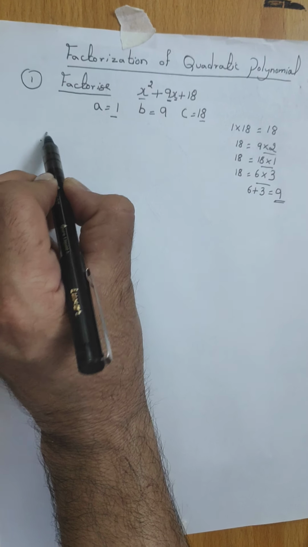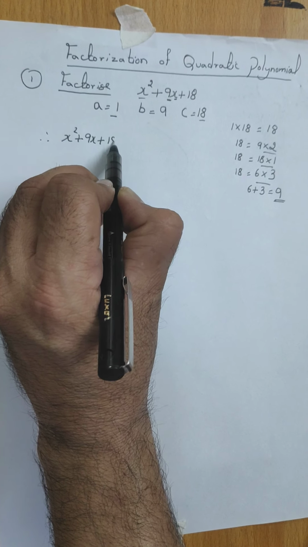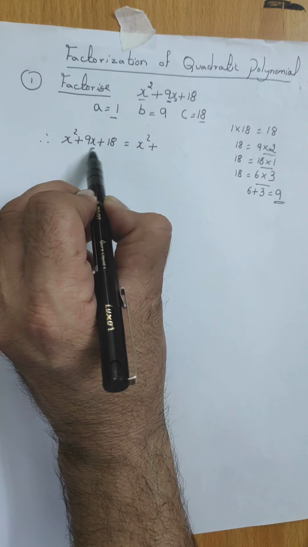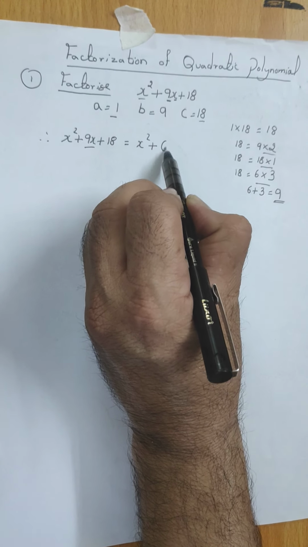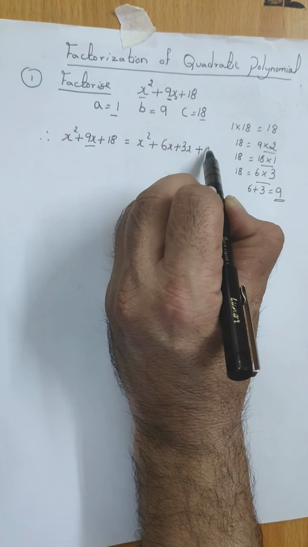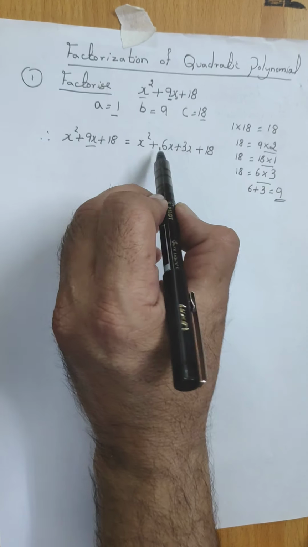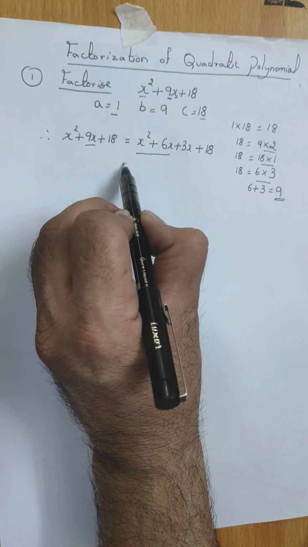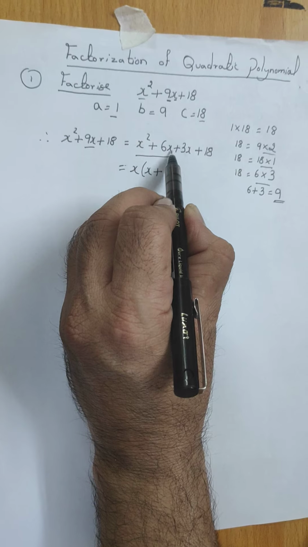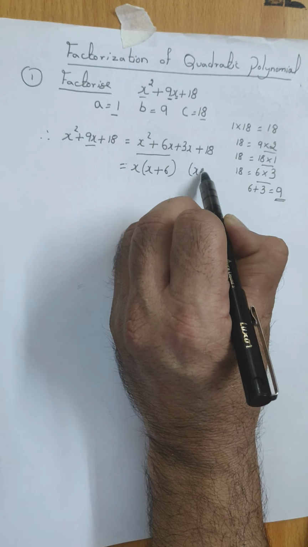That means I can split this middle term as 6 plus 3. So therefore, I'll write x square plus 9x plus 18. This can be written as x square plus 6x plus 3x plus the constant, that is 18. Clear? Now you have to remember this. What is common in these two? x is common, so I'll take x outside. If I remove x, 6 will be left. So I get x into x plus 6.